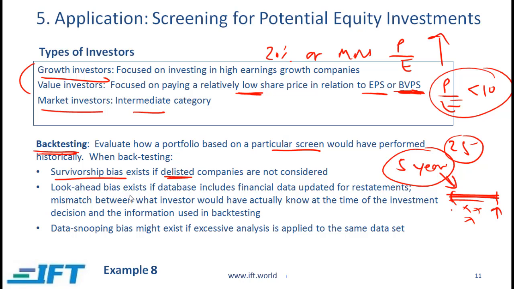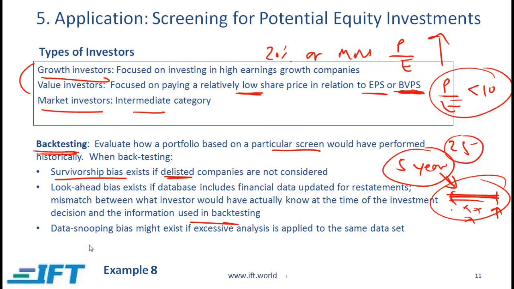Look ahead bias exists if the database of companies that we are considering includes financial data updated for restatements. This means that there would be a mismatch between what the investor would have actually known at the time of the investment decision and the information which is being used as part of the backtesting experiment.